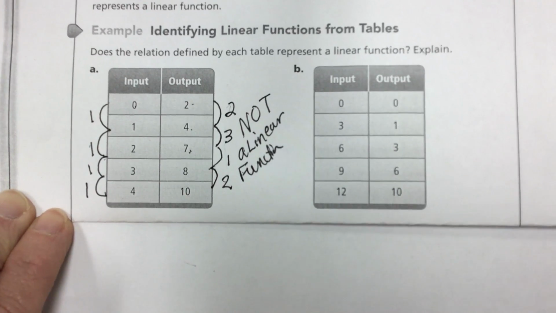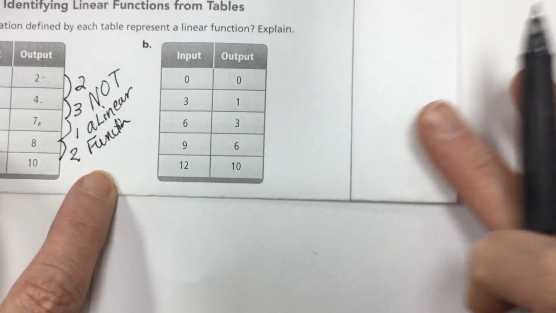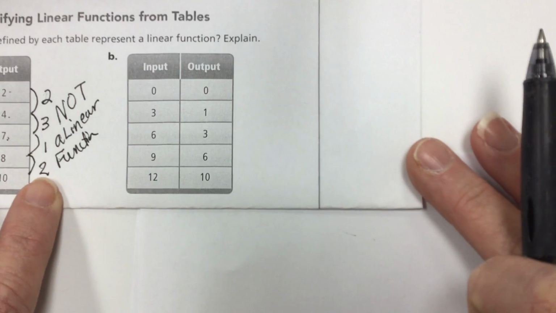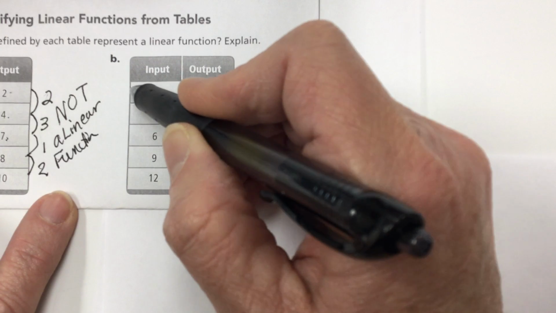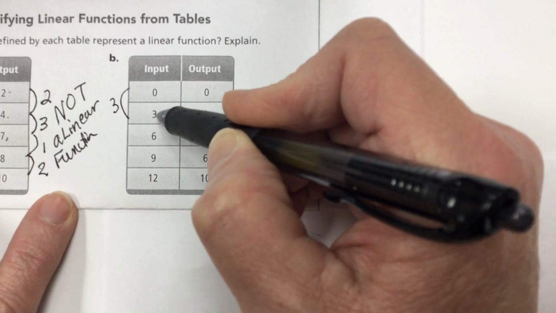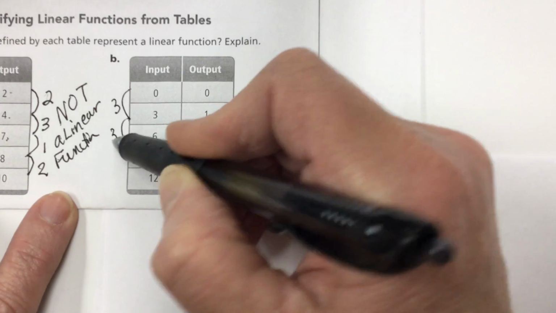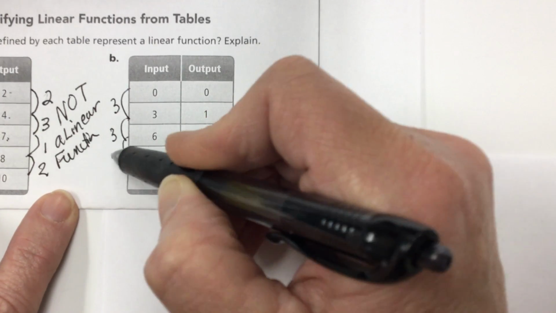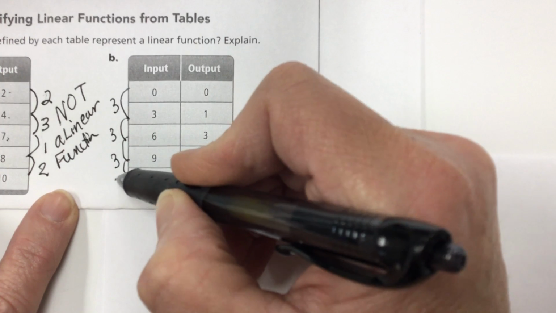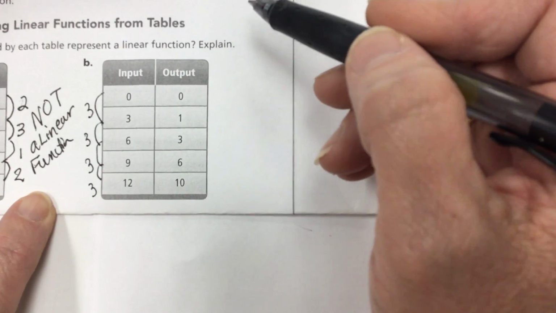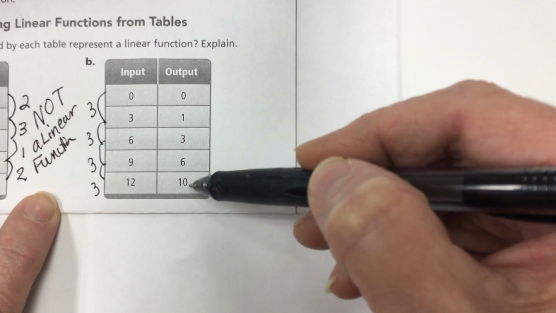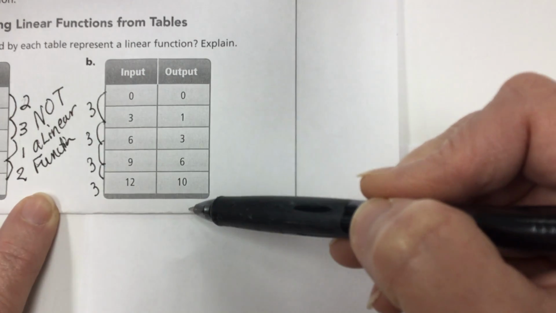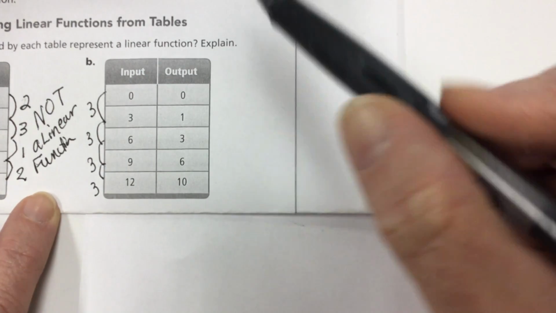So let's see about B. Looking at B's values, is this a linear function? All right, so looking at B. From 0 to 3, I see I'm increasing by 3. 3 plus 3 gives me 6. 6 plus 3 gives me 9. And 9 plus 3 gives me 12. So I see that my input is constant. Now the question is, is my output constant? Because I have to have both the input and the output to be constant, all the way down.